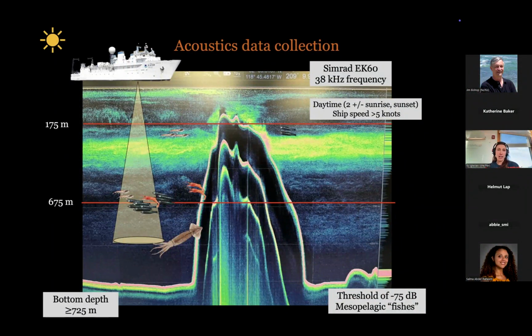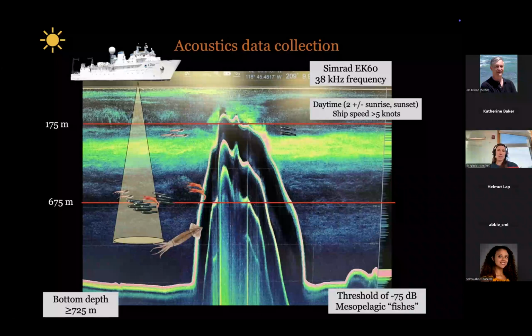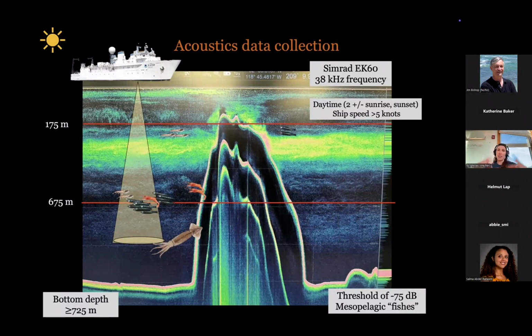We only looked at daytime data because we wanted to look at the mesopelagic vertical distribution at its maximum, as opposed to, as mentioned, while they were migrating up to the surface, where it's difficult to disentangle from other epipelagic forage species.